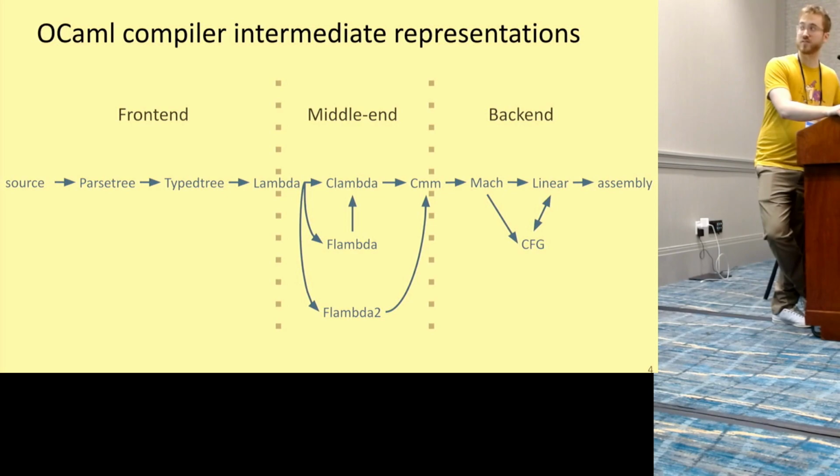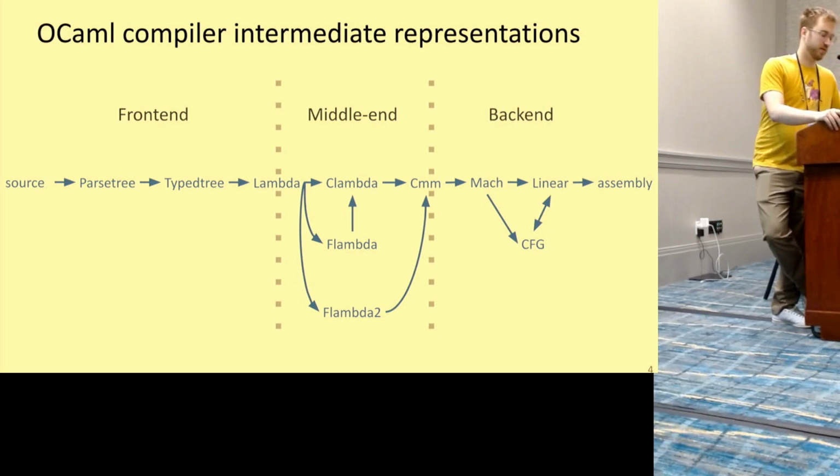The middle end stops at the CMM representation, which is the last one that is completely architecture independent. So it's already looking quite like assembly. There's a bit of instruction selection, but mostly this representation is really suitable when you want to lower down to assembly. For the rest of the talk, I'll mostly concentrate on the native code compiler. There's also a bytecode compiler, but we're not interested in that one.